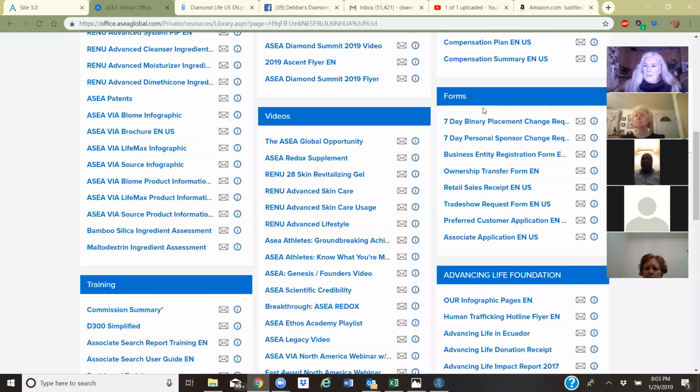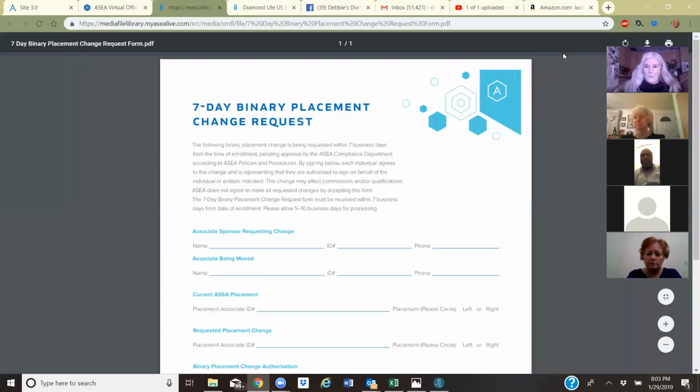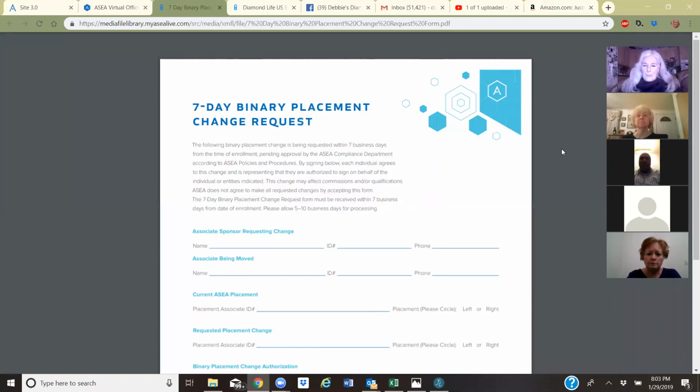The first one I'm going to bring up is the 7-day binary placement change request. And I will also ask if there's anything that anybody would like to know more about in just a few minutes, but I'm going to go over these forms first. Binary placement change request means that somebody has signed up somebody and they forgot to move the placement preference. So maybe the person goes in on your right and you wanted them on your left, or they go in on the left and you wanted them on the right for whatever reason.